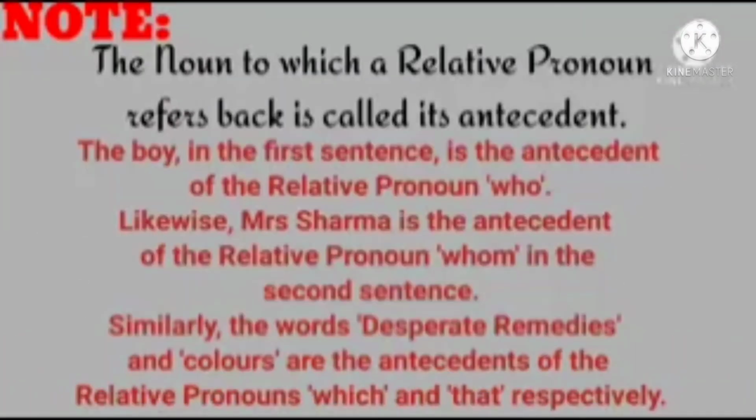We have to make a note here that the noun to which a relative pronoun refers back is its antecedent. The boy in the first sentence is the antecedent of the relative pronoun who. Likewise, Mrs. Sharma is the antecedent of the relative pronoun whom in the second sentence. Similarly, the words Desperate Remedies and colors are the antecedents of the relative pronouns which and that respectively.